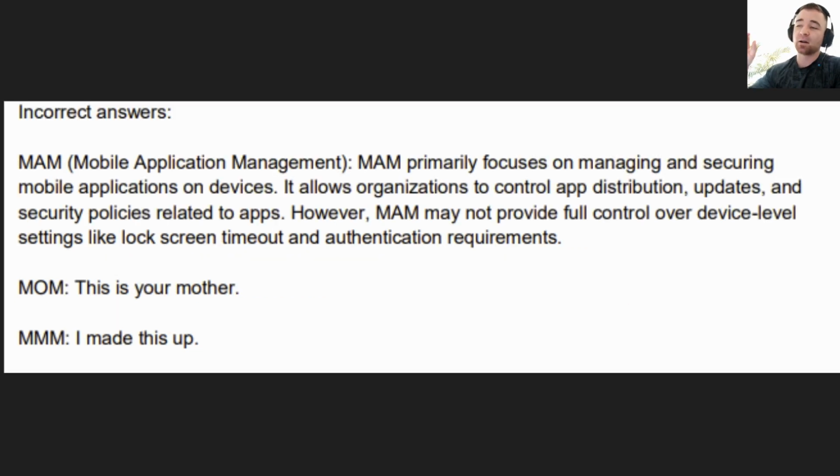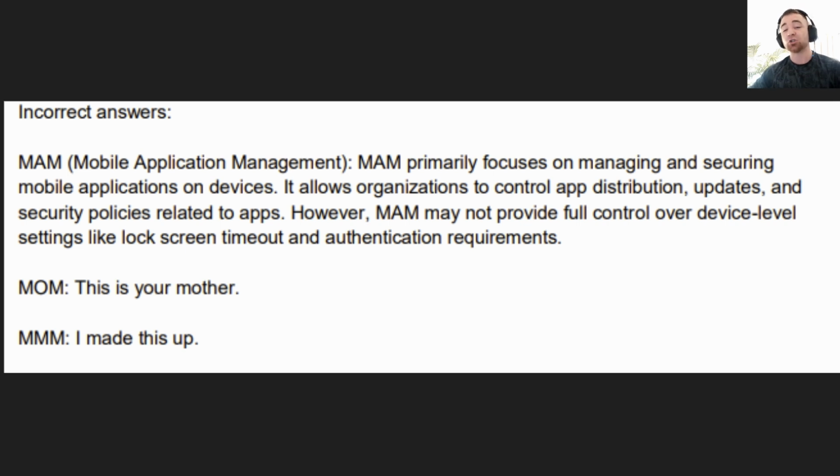So here is some information on the incorrect answers. You've got MAM, which is Mobile Application Management, which only allows you to essentially manage an application on that device. So you don't have complete control over the rest of the device. They just manage the application. Whereas in MDM, they are managing the entire device. The other two, MOM, mom, that is your mother. That is not an actual thing. And MMM, I made that up. That is not real. That being said, we'll move on to the second multiple choice question.